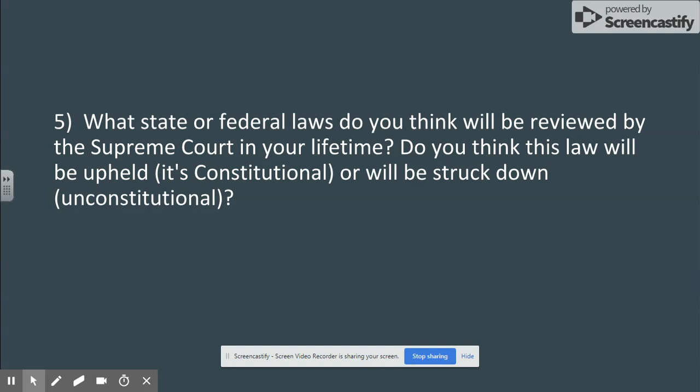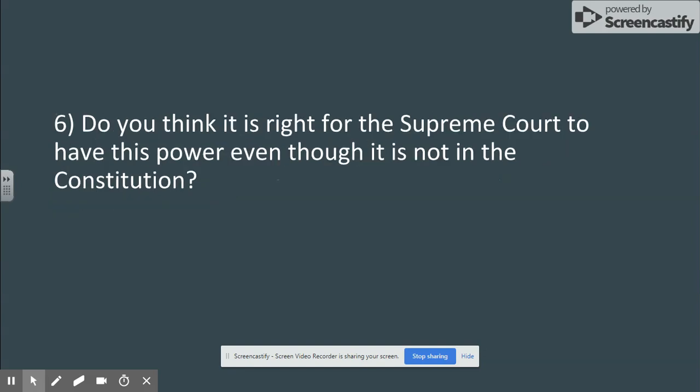Number 5 and 6 are just opinions. This is designed to help you think a little bit more, and we'll see what the Supreme Court will do in your lifetime. It's going to be around for a long, long time, right?